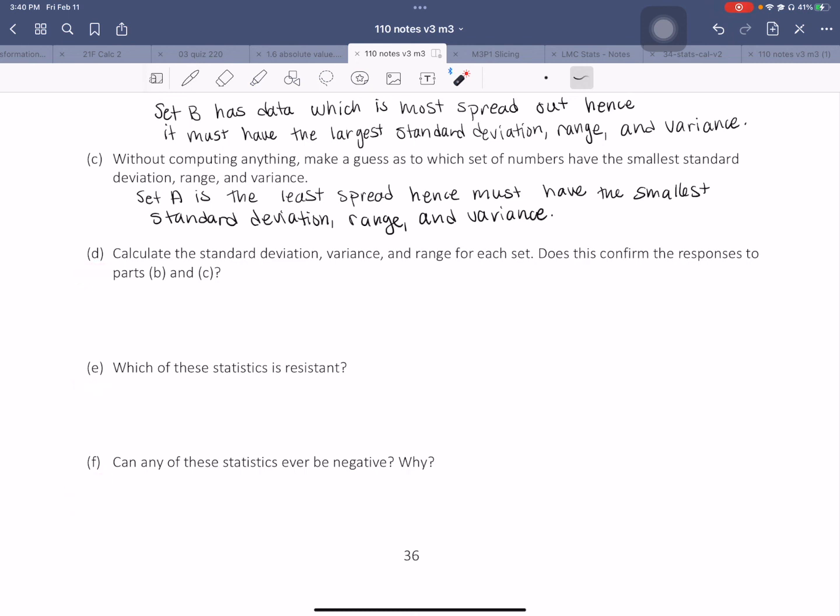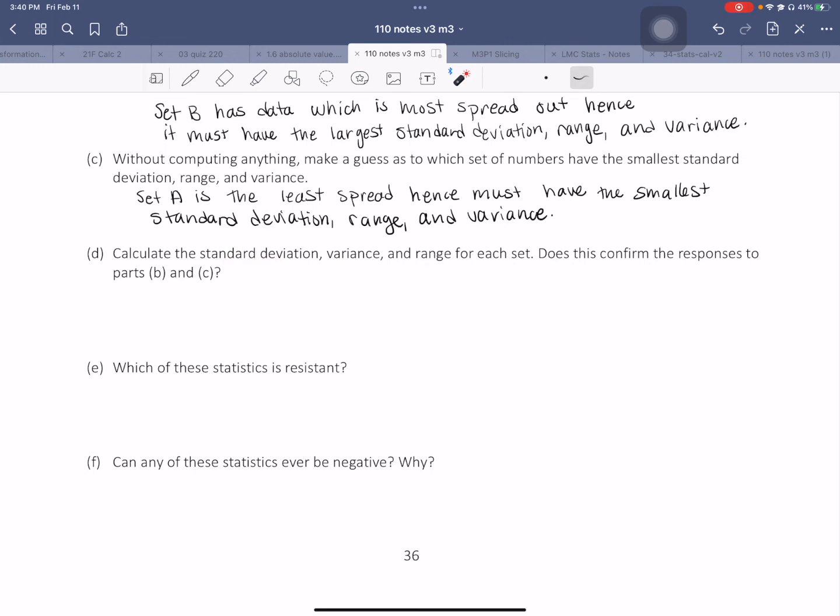So make sure you compute the standard deviation, variance, and range for each set and describe whether or not this confirms your responses to parts B and C. Please look in our Canvas page to find the definition of resistant. For E, please look up the definition of resistant on page 33 of your notes and tell me if the standard deviation, variance, and range are resistant or not resistant and explain why.